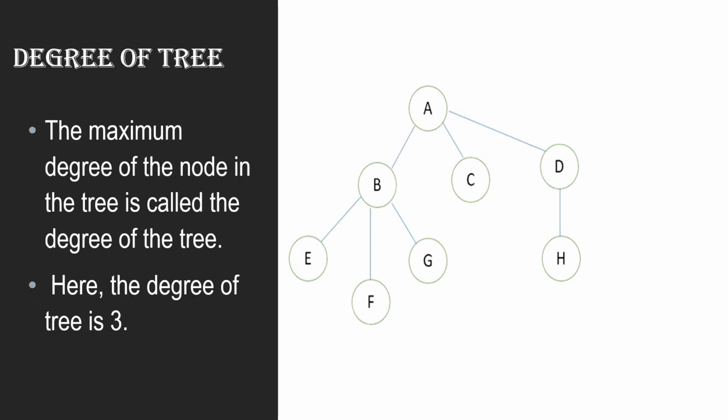Next, degree of the tree. The maximum degree of a node in the tree is called the degree of the tree. Here the degree of the tree is 3. Node A's degree is 3: 1, 2, 3. And node B's degree is 3 because it is holding 3 children. The degree of D is 1. So the maximum node degree here is 3, so we are saying that the degree of the tree is also 3.